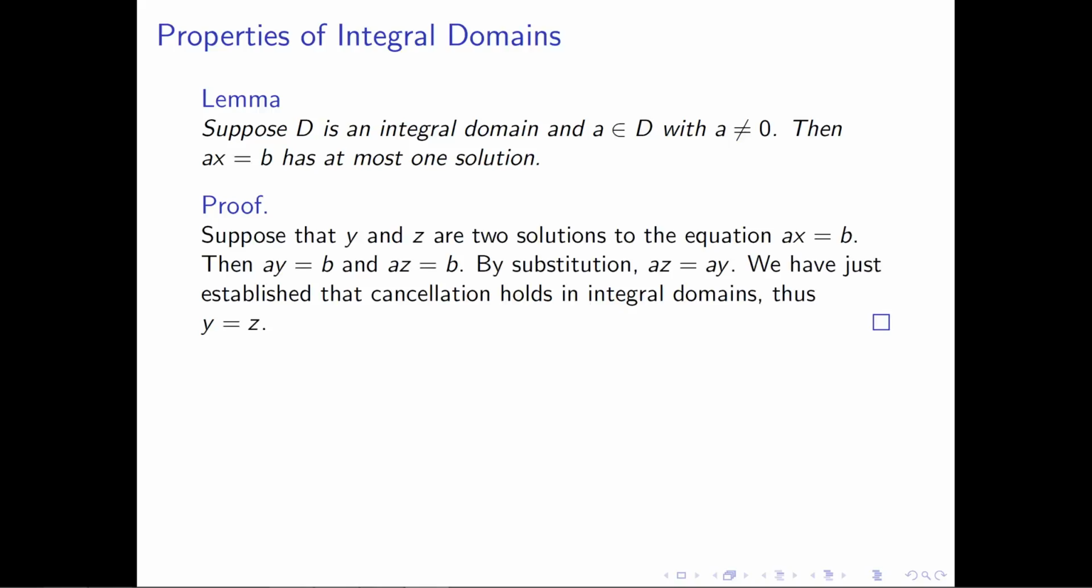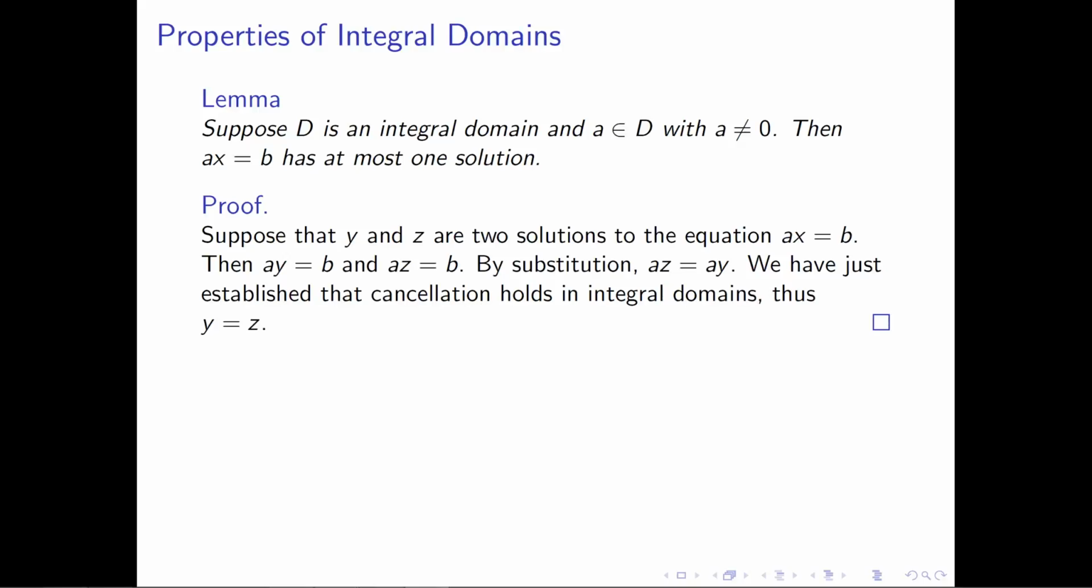So the way that we're going to go about this proof is as follows. Let's suppose that we have 2 solutions to the equation AX is equal to B. So let's assume that Y and Z are 2 different possibilities for X that make the equation AX equal to B true. And what we're going to do is show that Y and Z are actually the same. So since Y and Z are solutions to this equation, we know that AY is equal to B and AZ is equal to B.